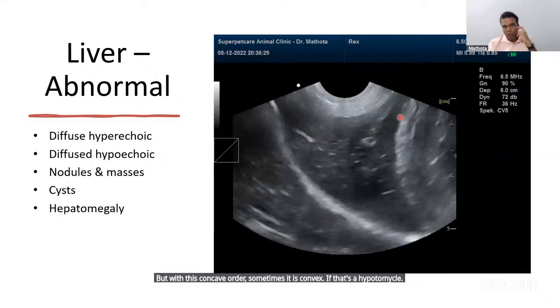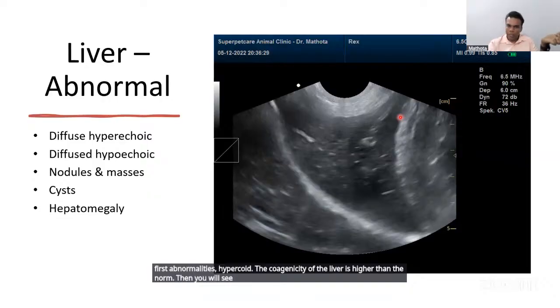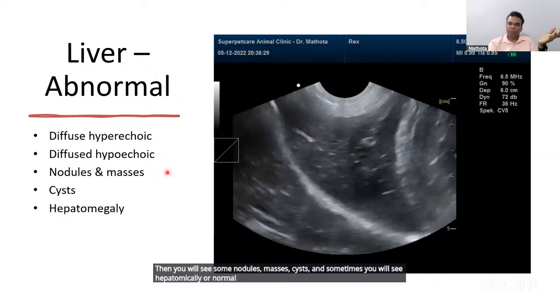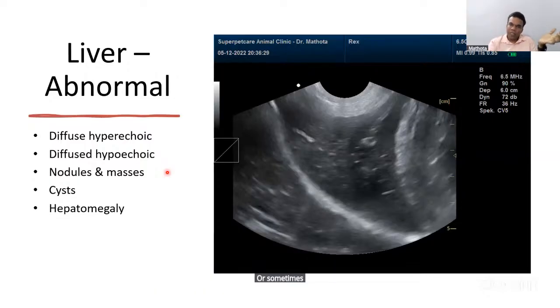Then we talk about liver abnormalities. What are the abnormalities we can see? First abnormality is hyperechoic. The echogenicity of the liver is higher than normal. Then you will see hypoechoic, which means reduced echogenicity. It's a darker liver. Then you will see some nodules, masses, cysts, and sometimes you will see hepatomegaly or normal size liver, or sometimes a microhepatic shrunken liver.